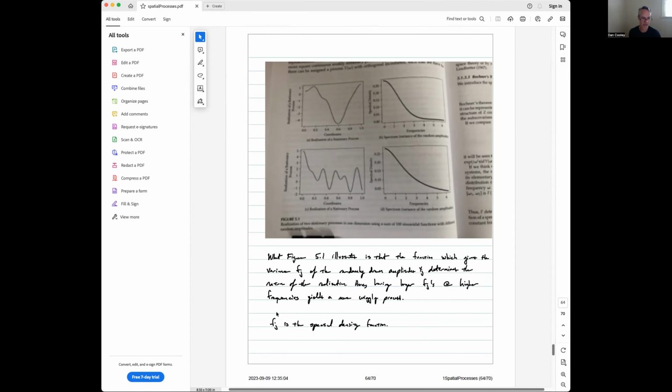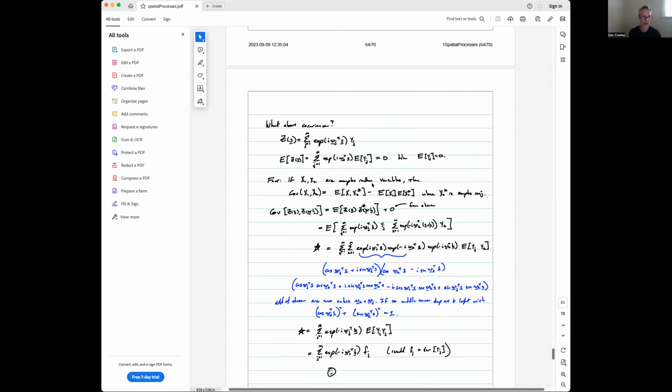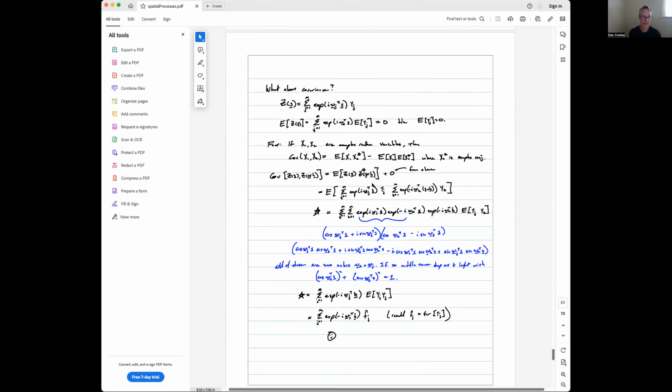Okay, this fj is, as they say, called the spectral density function, and we'll understand that a bit more soon. Continuing on with this finite number of waves example, they give this expression for the covariance, but they don't develop it. And so let me just take a minute to develop it.